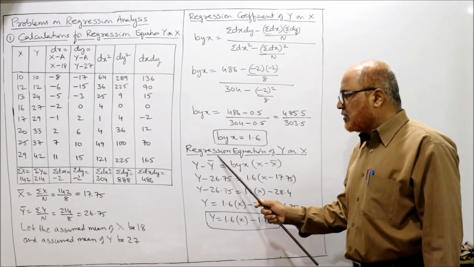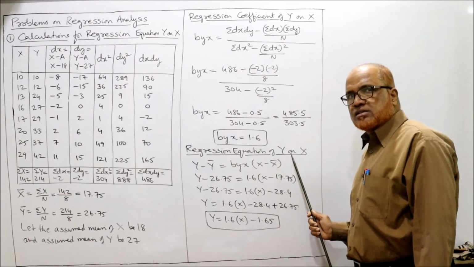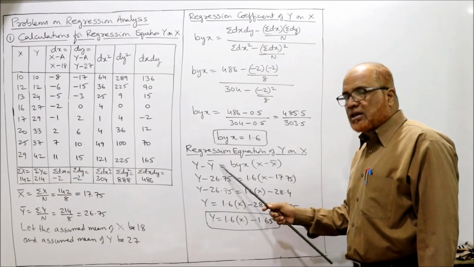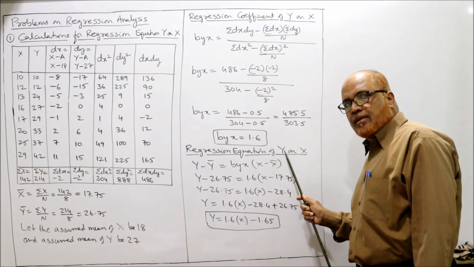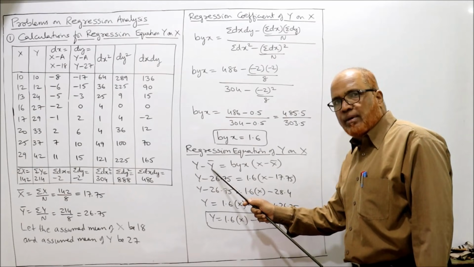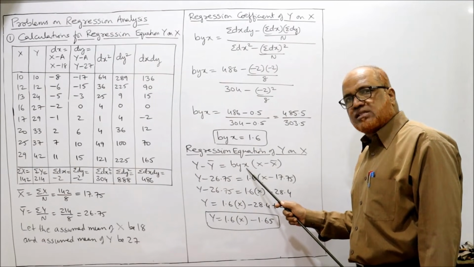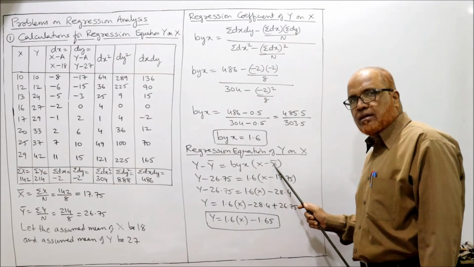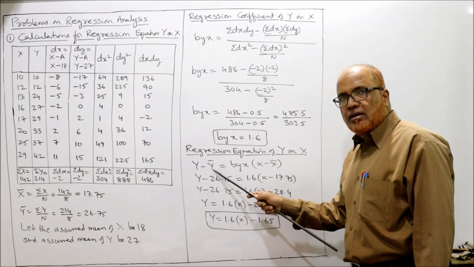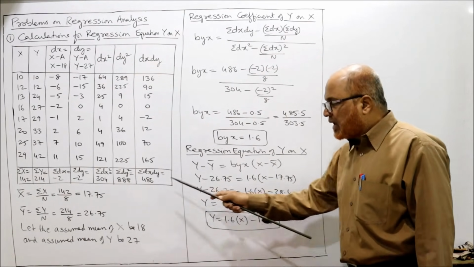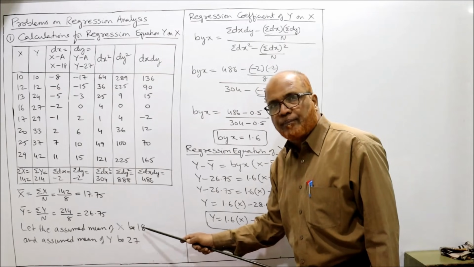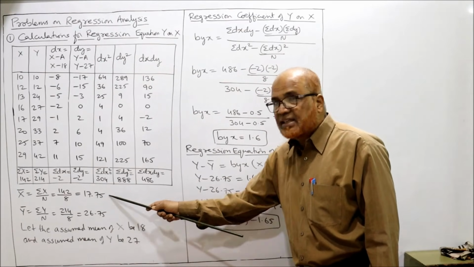Now we'll finally find out the regression equation of y on x. तो y minus y bar, क्योंकि ये y on x है, तो y minus y bar is equal to byx into x minus x bar. तो y minus y bar, अब यहां पर x bar और y bar एक्चुअल लेना, ये assume नहीं लेना. We should not take the assumed, we should take the actual.